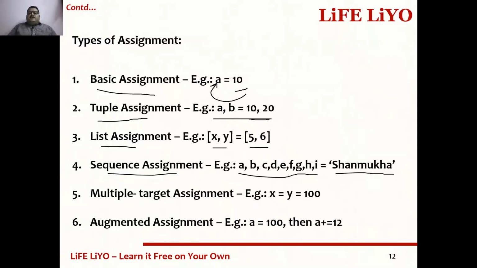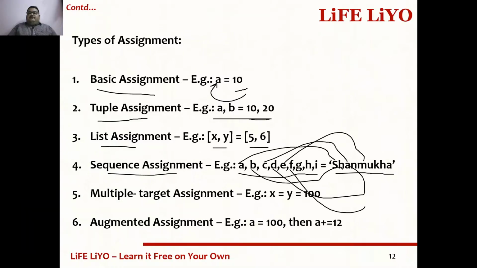That is, a is going to hold S, b is going to hold H, c is going to hold A, d with N, e with M, f with U, g with K, h with again H, i with A. That means a sequence of characters or numbers can be assigned to multiple variables in Python.